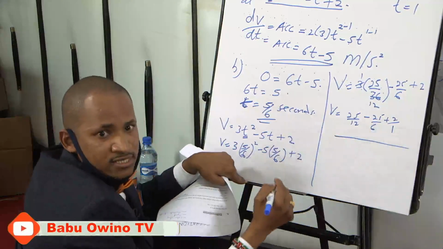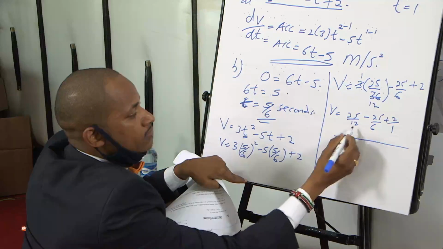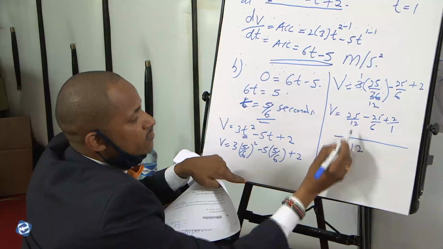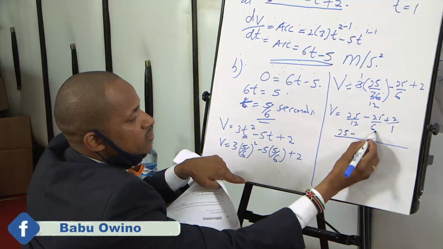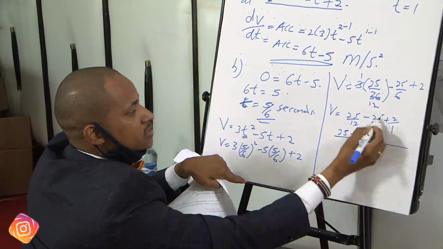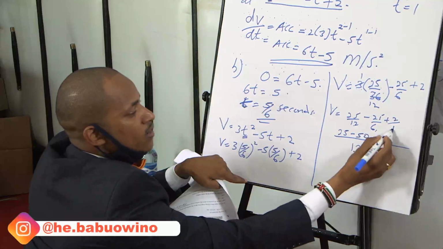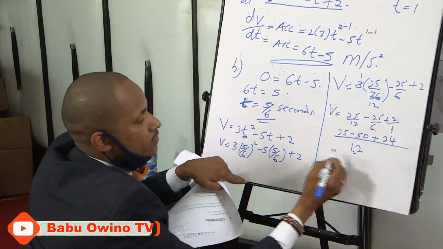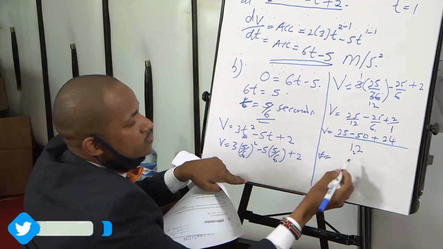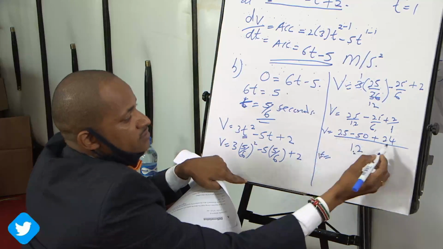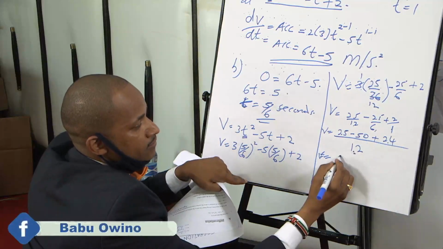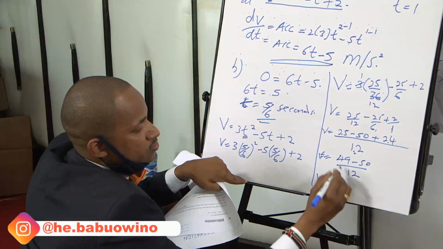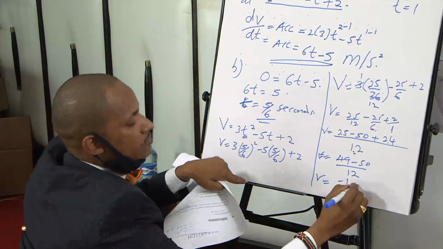You can either use a calculator to solve this or get the LCM of 12, 6, and 1, the least common multiple, which is 12. 12 goes into 12 once, times 25 is 25, minus 6 into 12 twice, times 25 is 50, plus 1 into 12 is 12, times 2 is 24. When you simplify this, velocity is equal to 25 plus 24 is 49, minus 50, divided by 12. So velocity is equal to minus 1 over 12 meters per second.